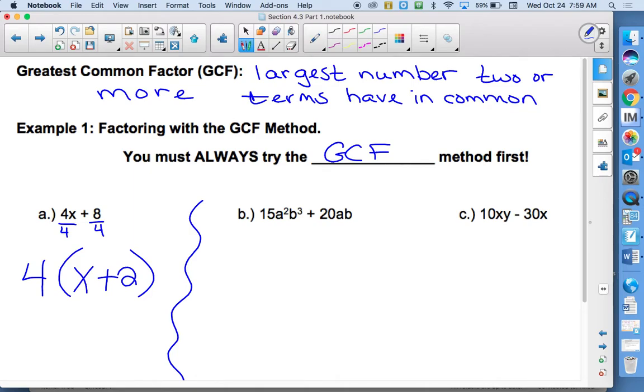They're just written differently. So letter B is a little more challenging because we have a couple of variables here. So we have 15a squared b cubed plus 20ab. So start like piece by piece. Look at the number. See if you can pull out the GCF of 15 and 20, and then use the variables.